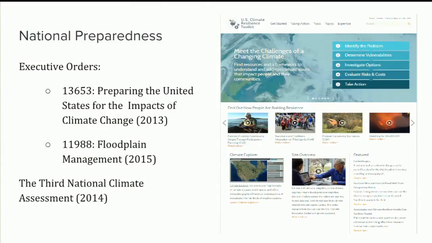So during Obama's administration, he passed 2 executive orders to prepare the United States for the impacts of climate change, as well as floodplain management. And this kind of stemmed the U.S. Climate Resilience Toolkit. And also every 4 years, the 3rd National Climate Assessment is published through the White House.